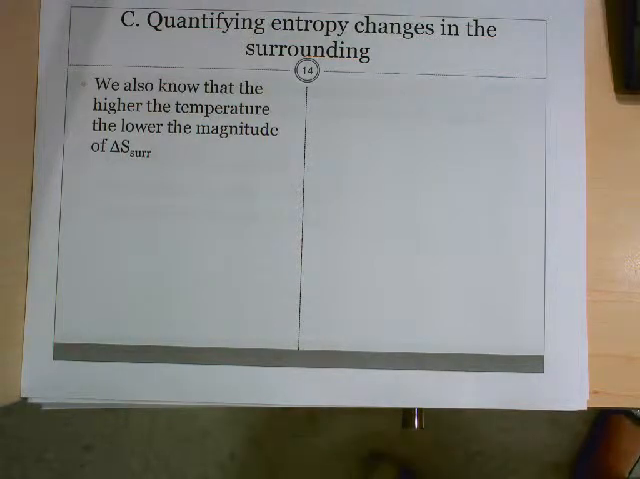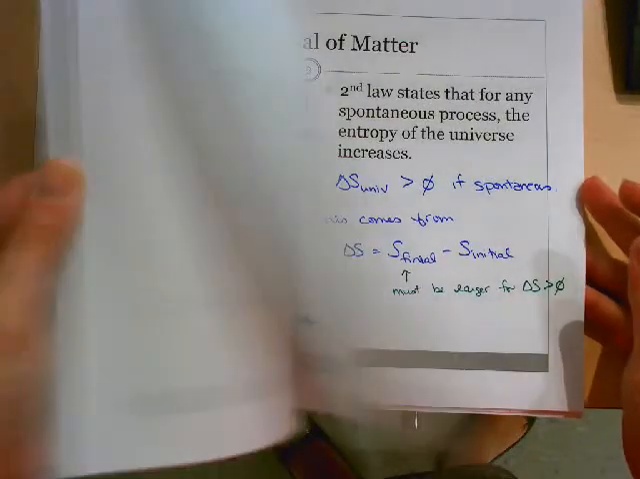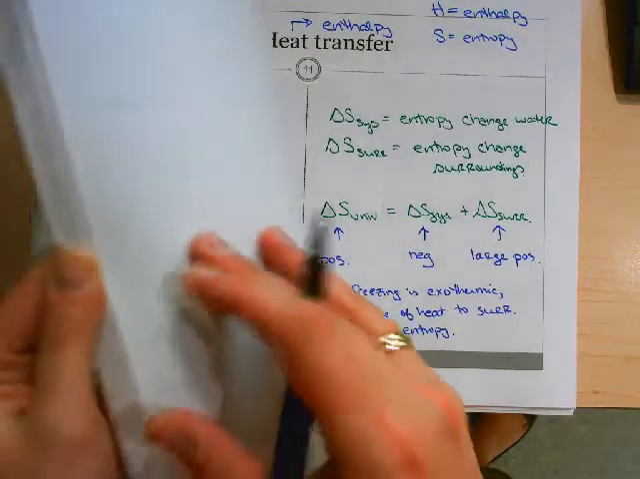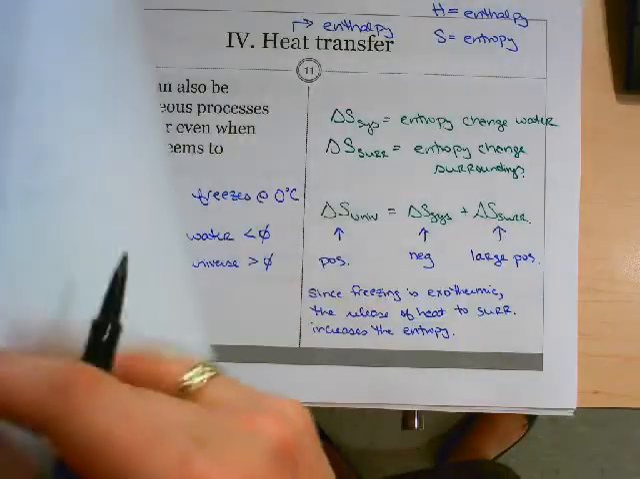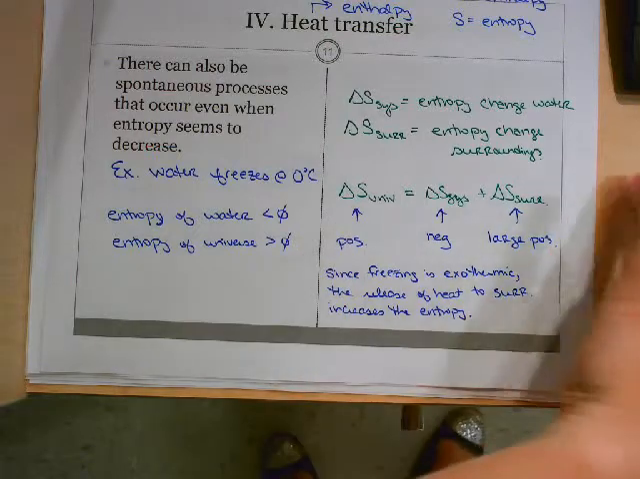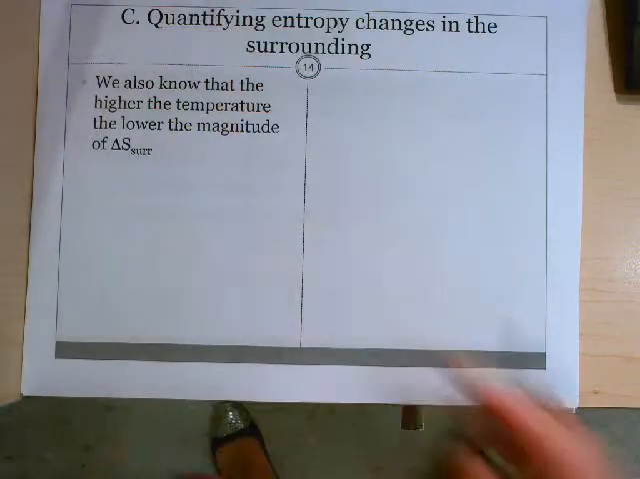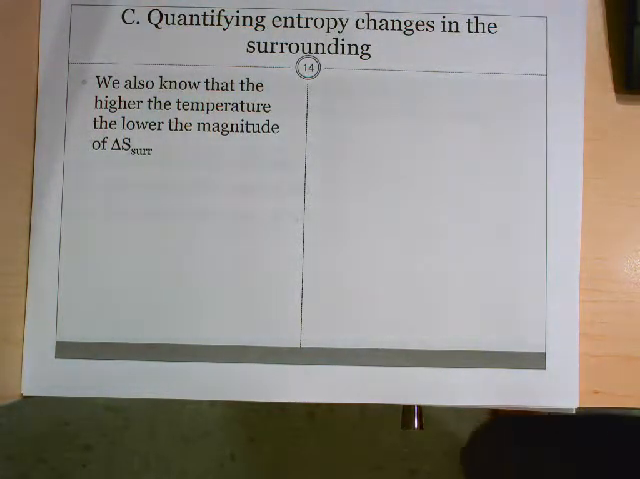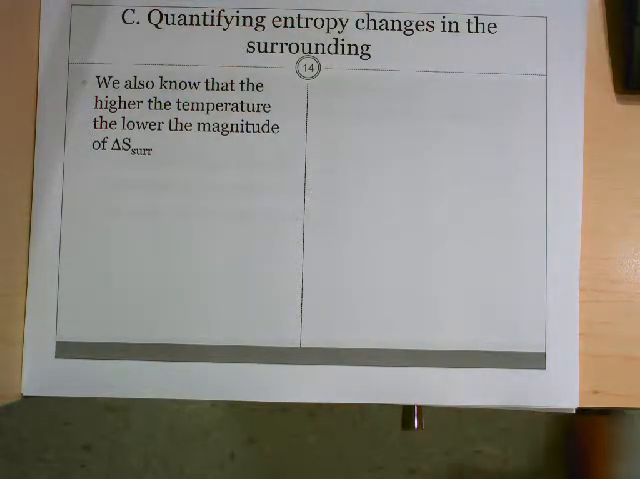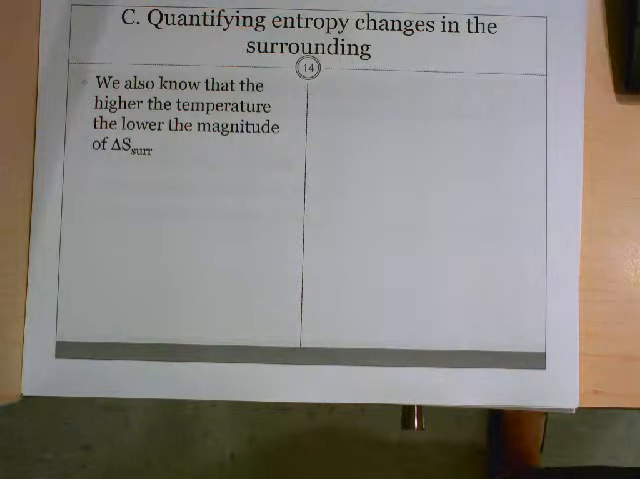Alright, so where we left off, we talked about... let's go back and find it. Alright, heat transfer. We talked about heat transfer and freezing, exothermic, and the entropy of the universe being related to the entropy of the system and the surroundings. But temperature is a big factor in entropy. The higher the temperature, the lower the magnitude of delta S surroundings, like we talked about on Monday.